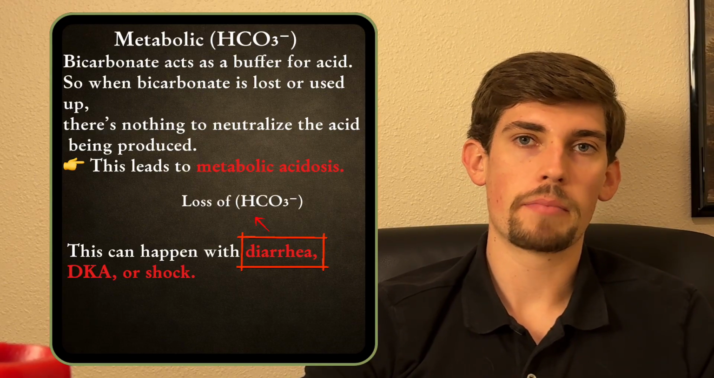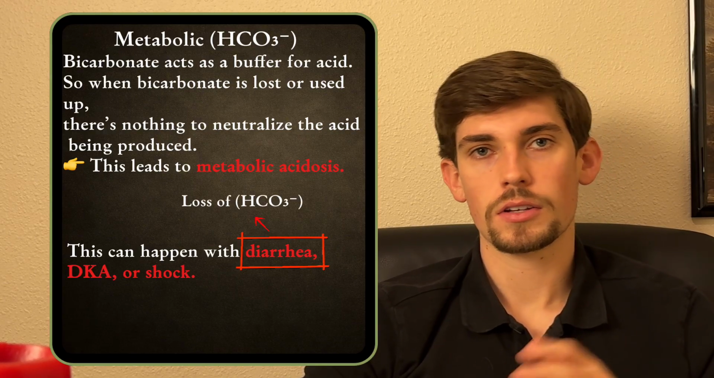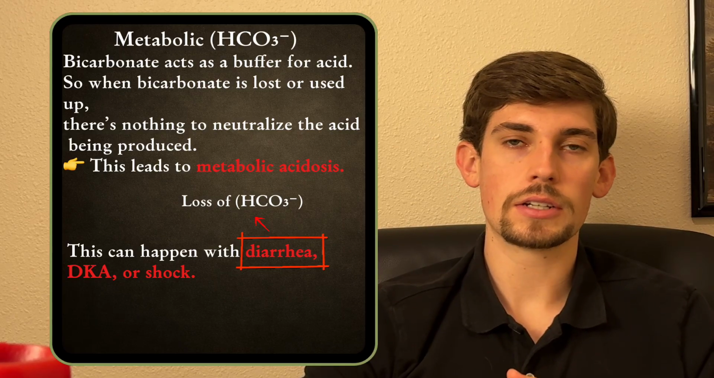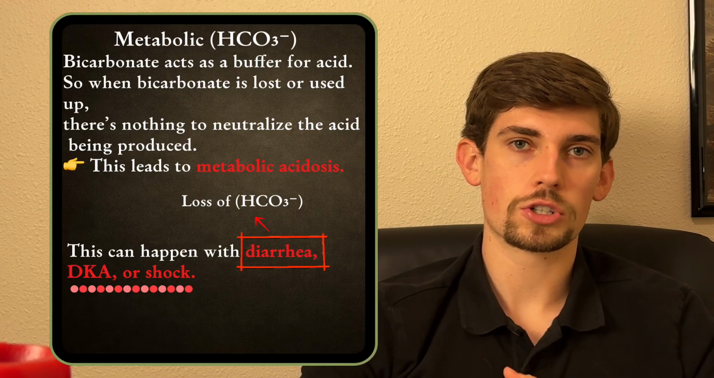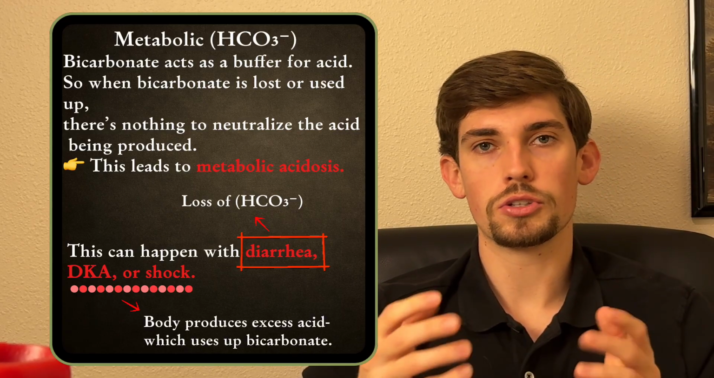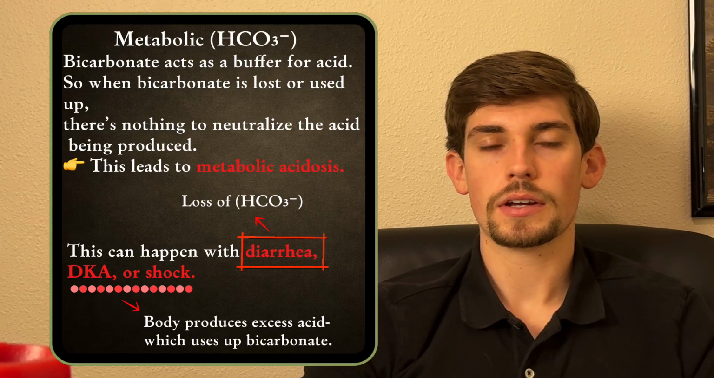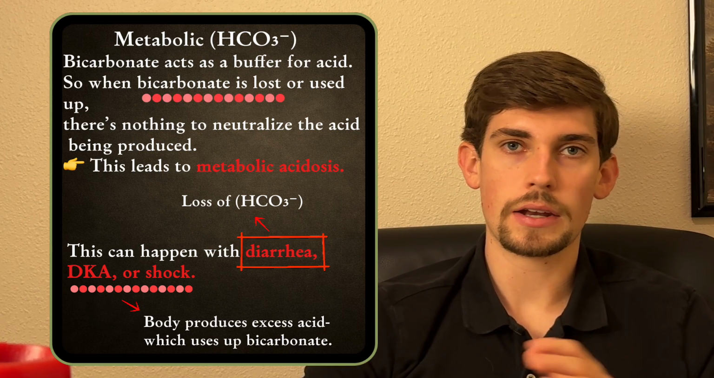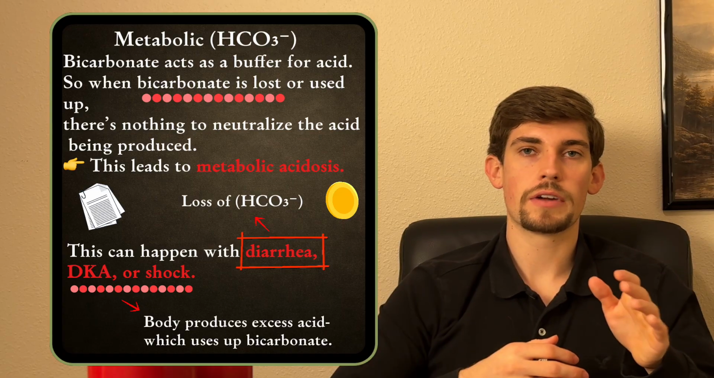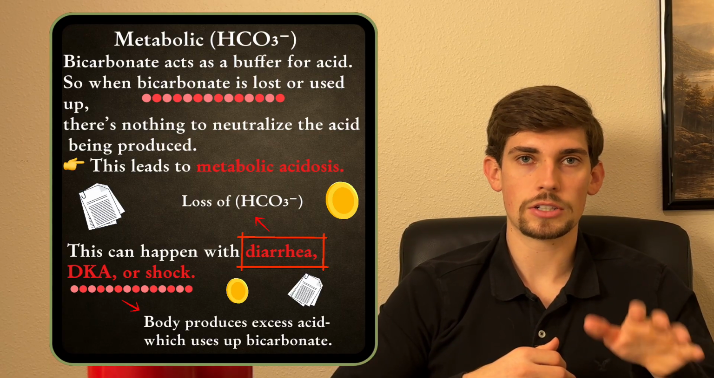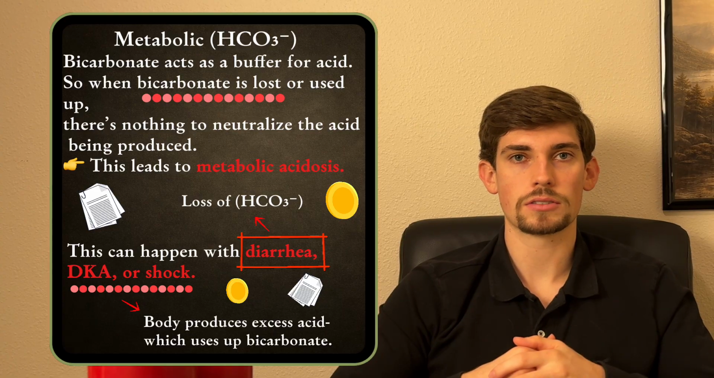In diarrhea, the body loses bicarbonate, so the buffer is lost and the acidity increases. In conditions like DKA or shock, the body produces excess acid, which uses up bicarbonate. It's ultimately the same result: low HCO₃ and increased acidity. This is a very common test pattern, especially diarrhea, DKA, and shock, leading to metabolic acidosis.